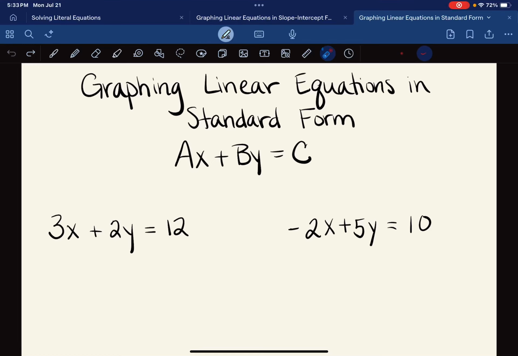Graphing linear equations in standard form. That's just ax plus by equals c, where your x and y values are your variables, and of course the a, b, and c values are just your numeric values. So for this first example, our a value is the number 3, our b value is a 2, and our c value is a 12. That's all that standard form means.